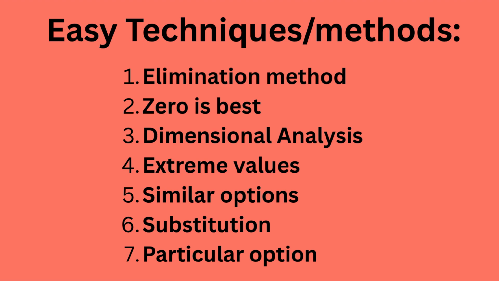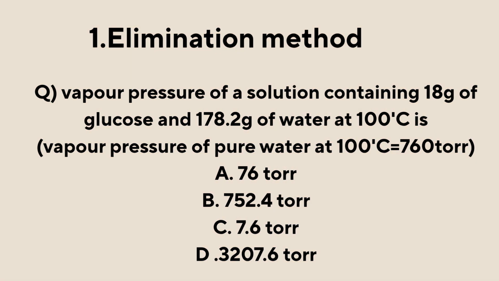I will explain the 7 easy techniques or methods to solve the questions. First, elimination method. Second, zero is best. Third, dimensional analysis. Fourth, extreme values. Fifth, similar options. Sixth, substitution. Seventh, particular options. So let's go through the first technique, that is the elimination method.